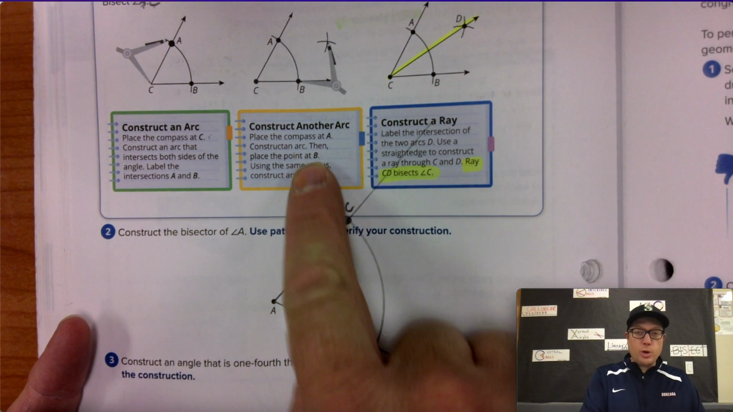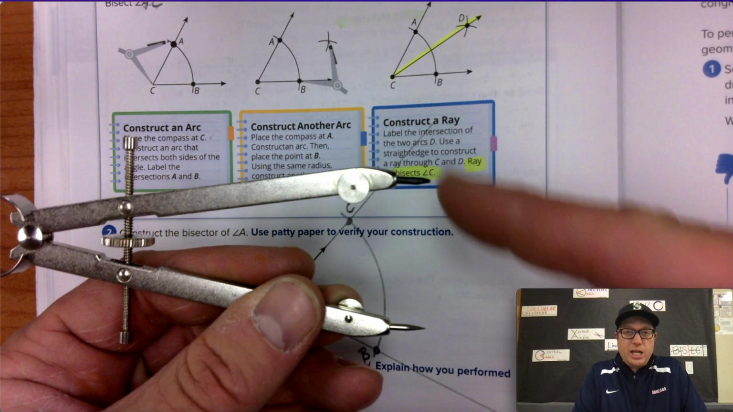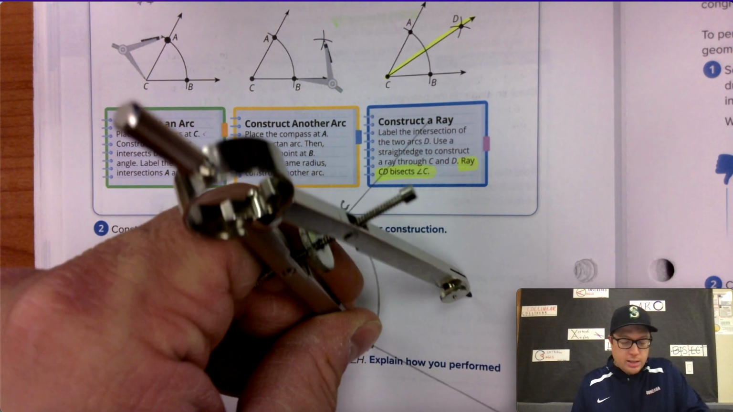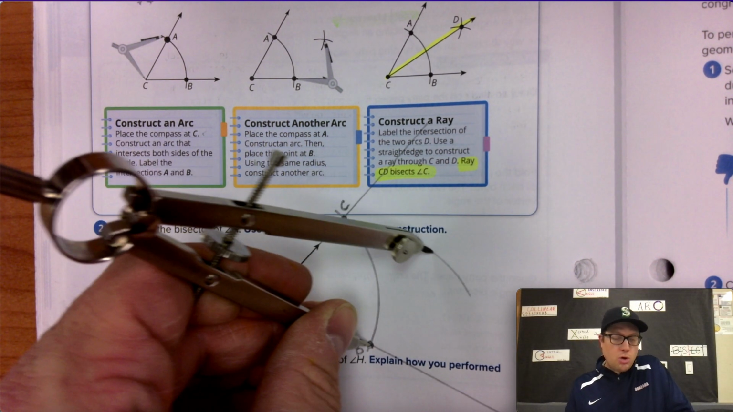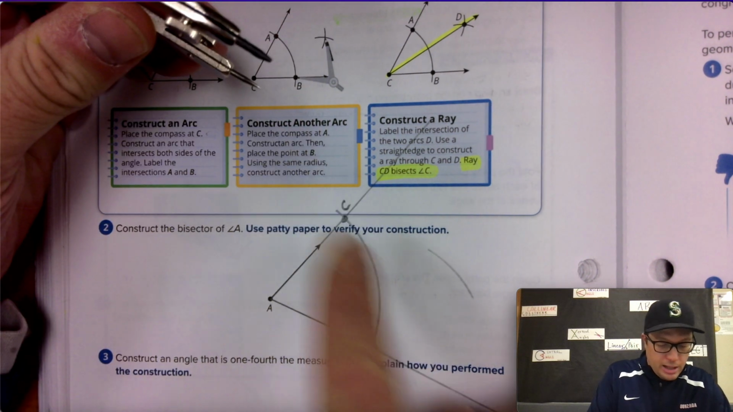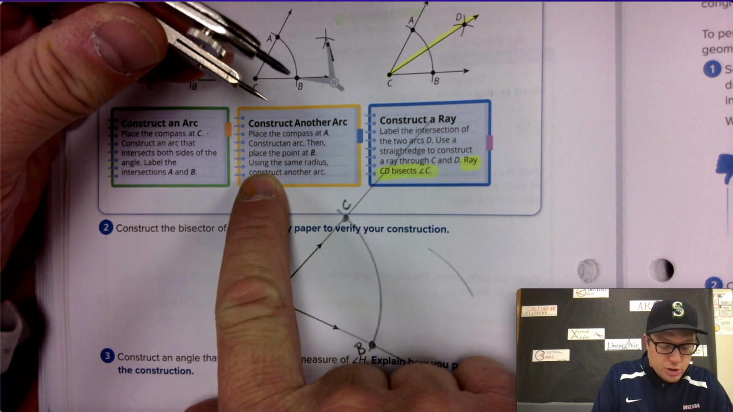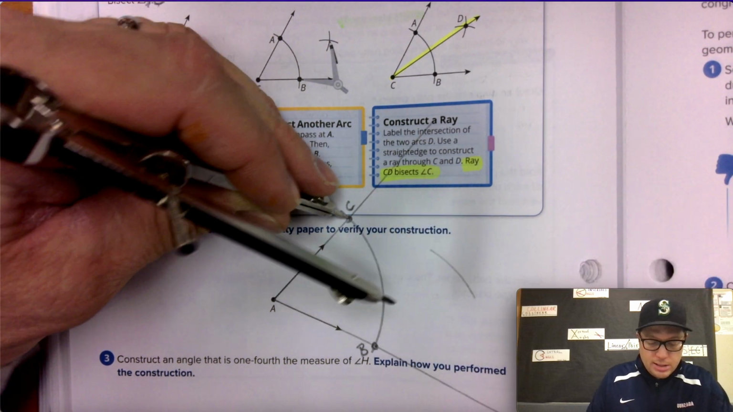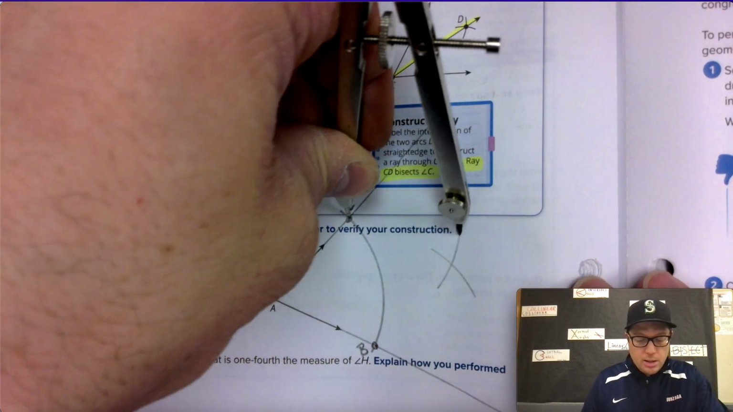Now we're on to step 2, construct another arc. And I'm not even going to change the size of the compass. I'm just going to go out to B, and I'm going to draw a tiny little, like, eighth of a circle. And I'm going to do the same thing. Place the same radius, construct another arc from the other point. So here I am on the other point. Pencil comes out here. That's the same thing.